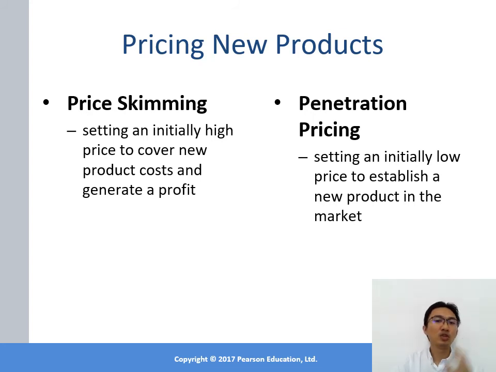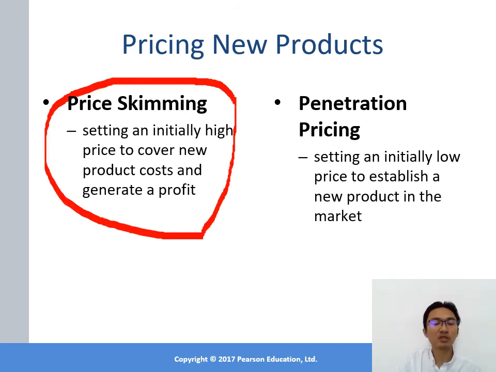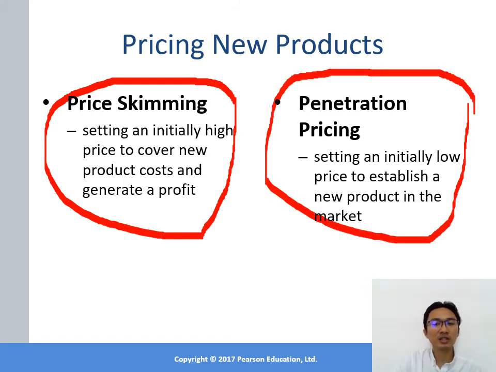When we price new products, a company can choose between higher prices or lower pricing. We have two options when we introduce a new product to the market. The first option is what we call price skimming. Again guys, this is only for new products. We can use price skimming or we can use penetration pricing. When you use price skimming, we set an initially high price to cover the production cost and also to generate profit. So we start our product with a high price.